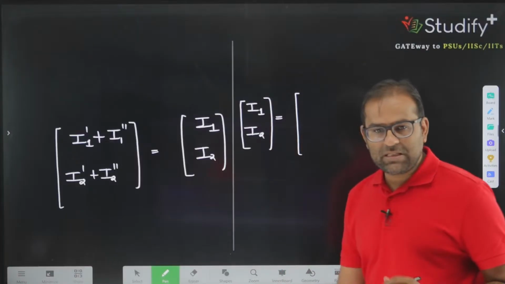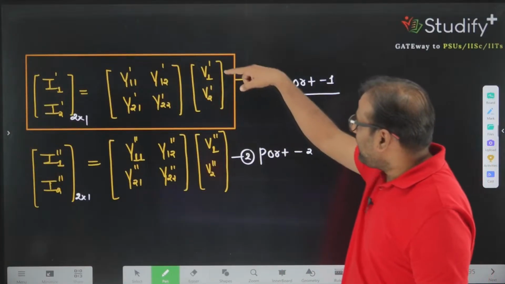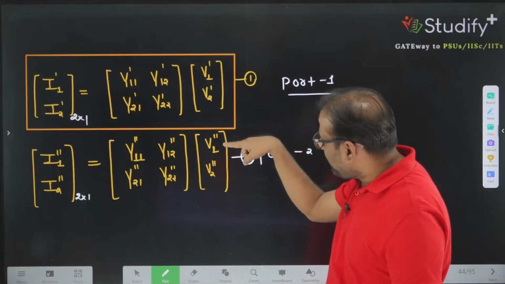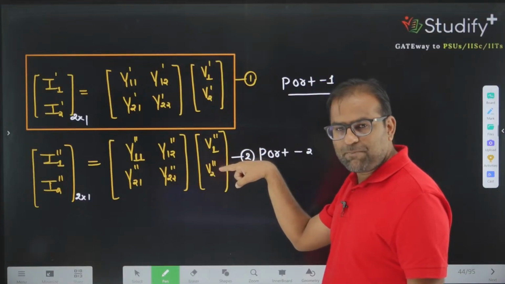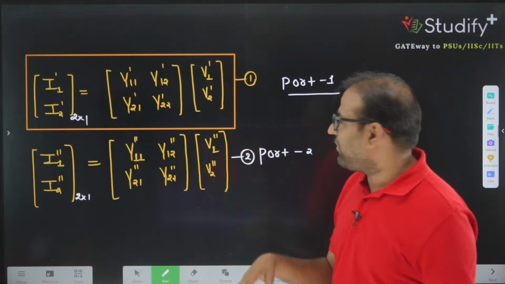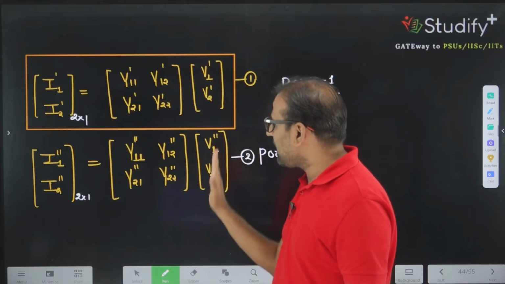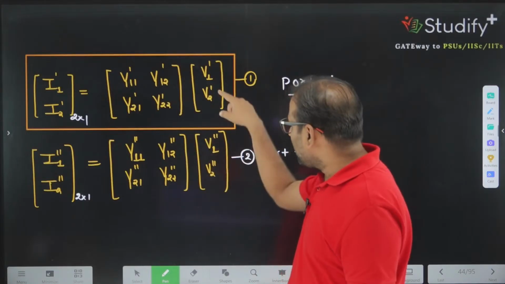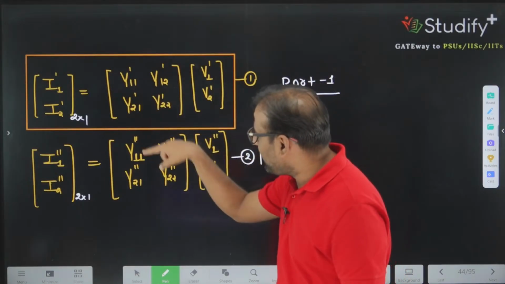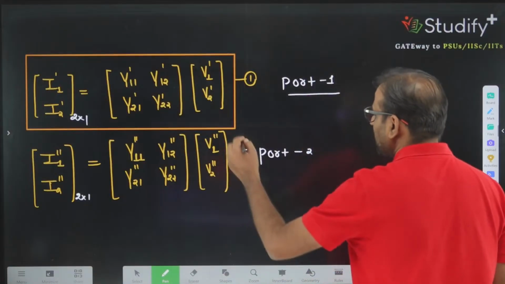And what is next? Next you can say V1 prime, V2 prime, V1 double prime, V2 double prime, both quantities are same. If these quantities are same, I can take that value as common. If you take that value as common, what is remaining? Addition of these two matrices, 2 by 2 matrices.